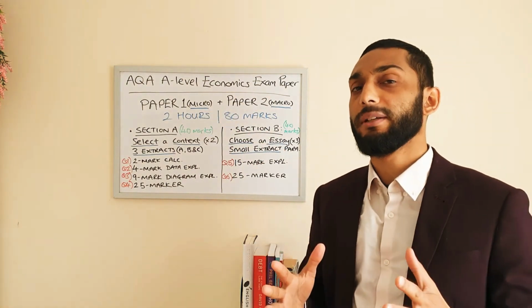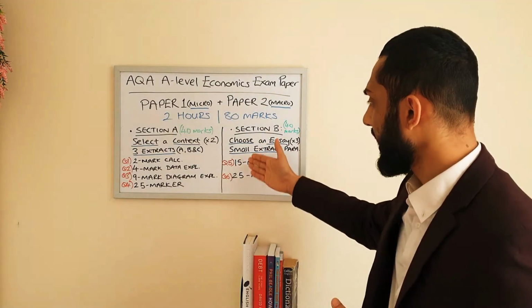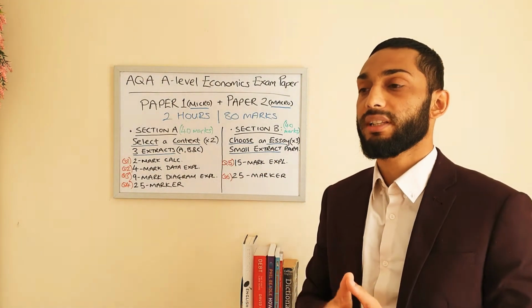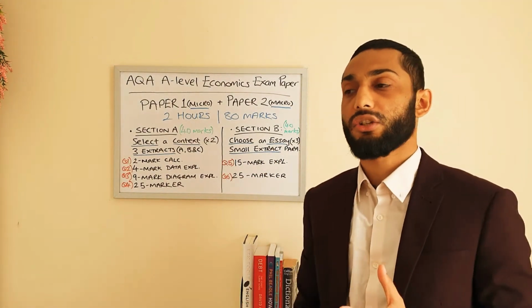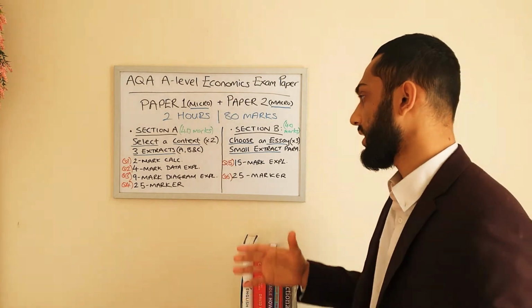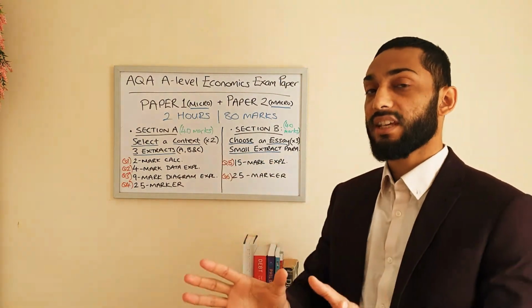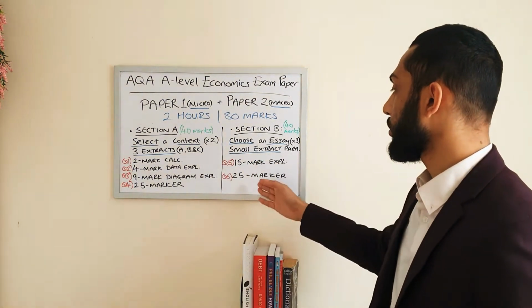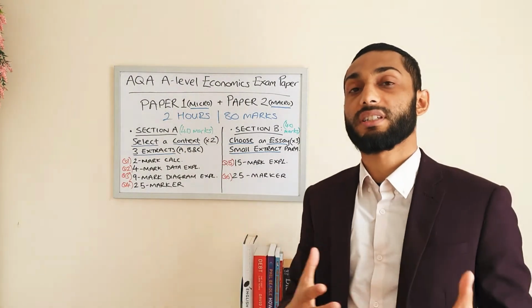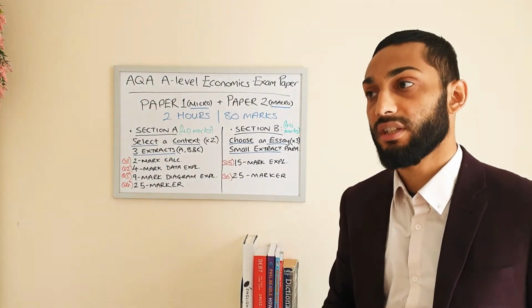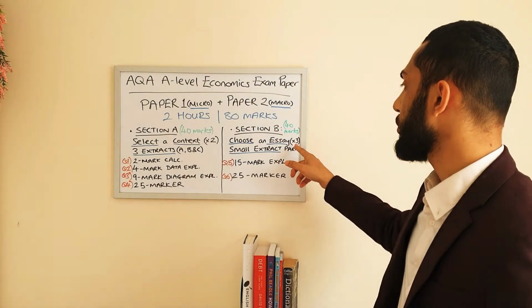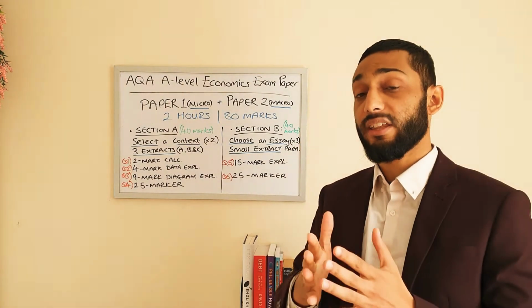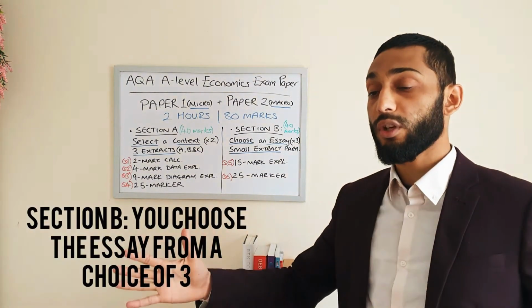So if you think about it, this area is very essay driven, right? There's not much calculation or data explanation and things like that, as we've mentioned before. It's very essay driven. 15 marker explanation, 25 marker, again, for versus against economic argument that you have to develop. And remember, guys, you will have to choose an essay. So you will get 3 options.